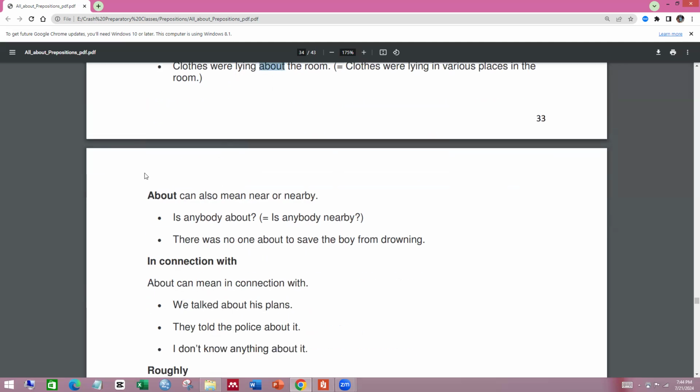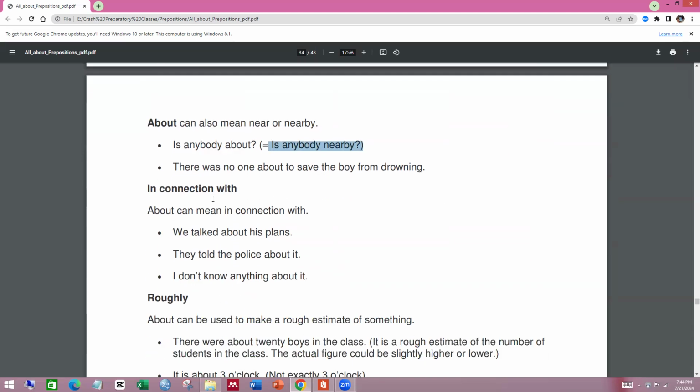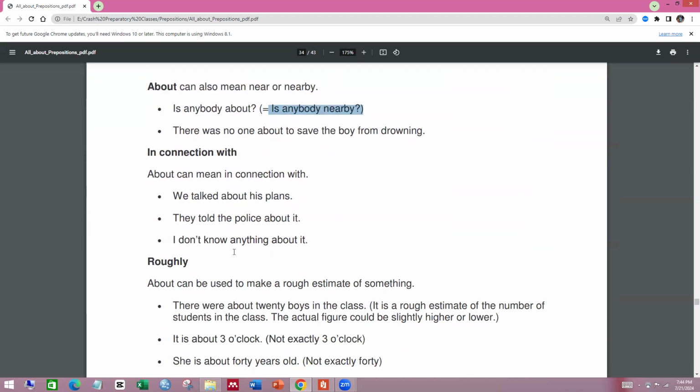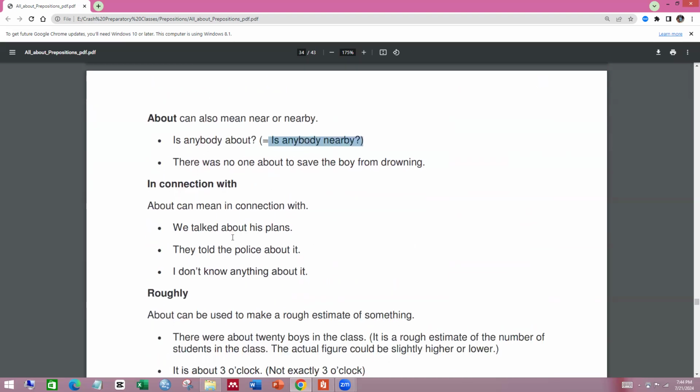About can also mean near or nearby. Is anybody about? Is anybody nearby? This is the use of about here. There was no one about to save the boy from drowning. Okay, so uses of about are clear.